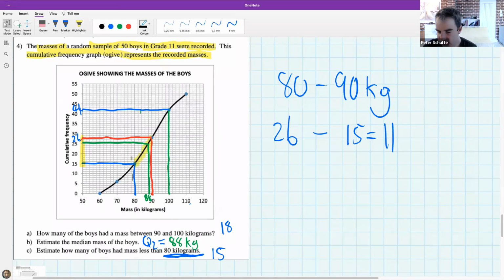Okay. Everyone, you've done really, really well. And I hope that over the last two lessons, we've shown you the process for plotting an ogive, and then the process for reading off questions, calculating Q1, Q2, and Q3, and so on. But I think you've done really, really well.